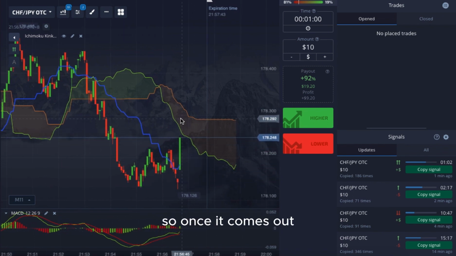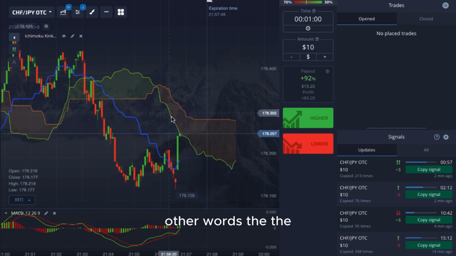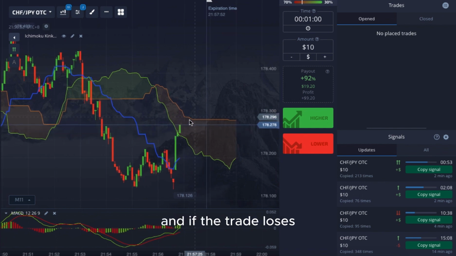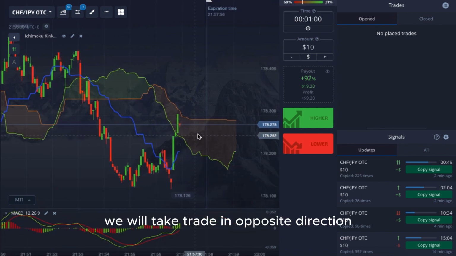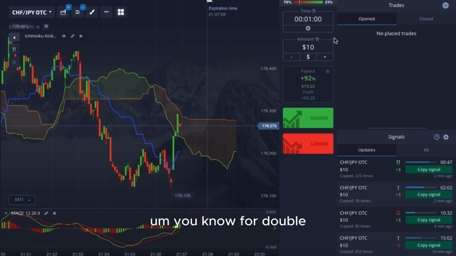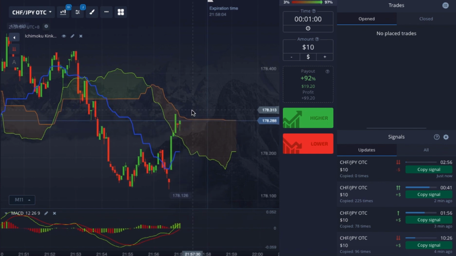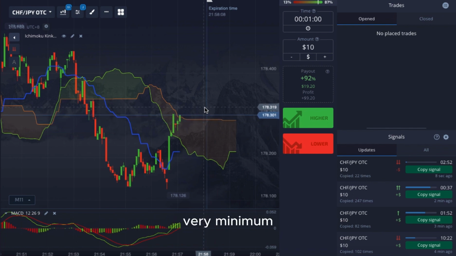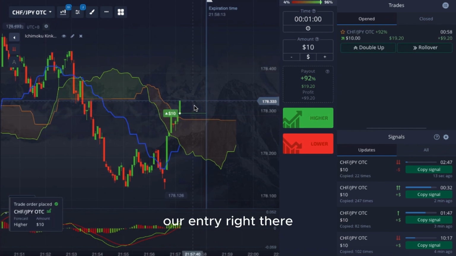Once the price comes out of the other side of the no trade zone, in other words the cloud made up by span A and span B, we will take the trade. And if the trade loses in a minute, we will take a trade in the opposite direction, for a double in the martingale. This has proven to be highly accurate, so martingale is going to be very minimal. So we're going to wait for this to come out, and there is our entry right there.